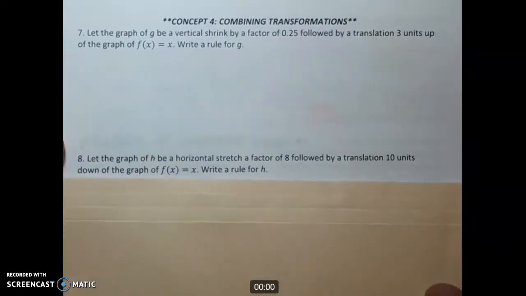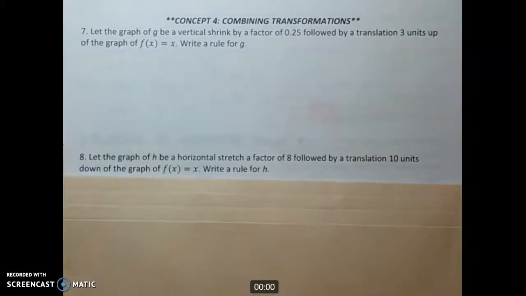Concept number 4. Combining transformations. Well, we are absolutely allowed to manipulate more than one way. We can have combinations of manipulations, combinations of transformations. Generally speaking, they will be in the order of operations. So, like PEMDAS, right? Multiplication would come before addition or subtraction.